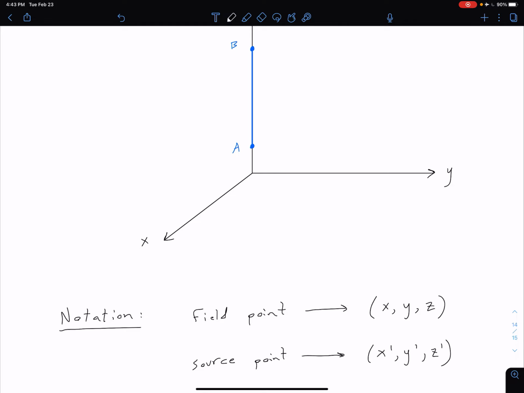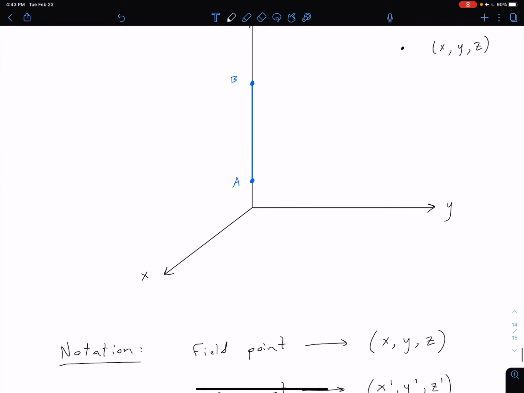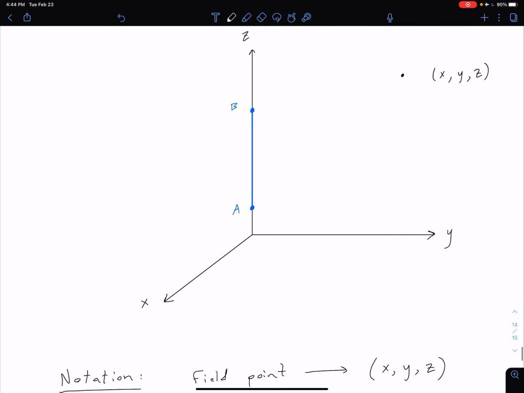So what we want to do is use our general form of the integral equation from the previous video. And remember, we need to find three things for this particular problem. We need to figure out what our r is, we need to figure out what our unit vector in the r direction is, and we need to figure out what our dl is.